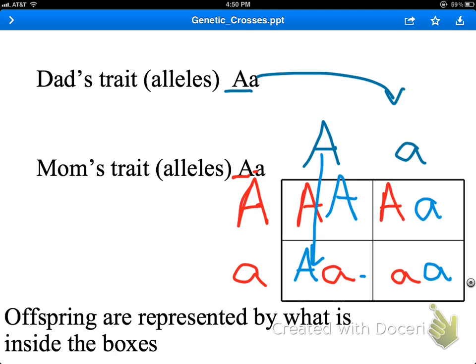So inside of these boxes represent what the offspring genotypes would possibly be. So this represents a child that would have two capital letters, two dominant traits. And the other boxes represent other possible genotypes of the children. So this represents having 4 possible offspring.